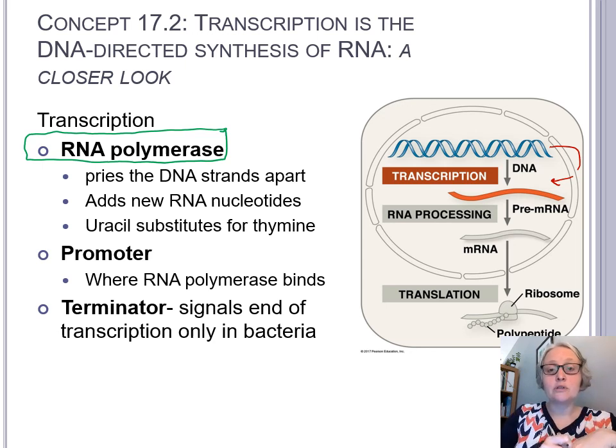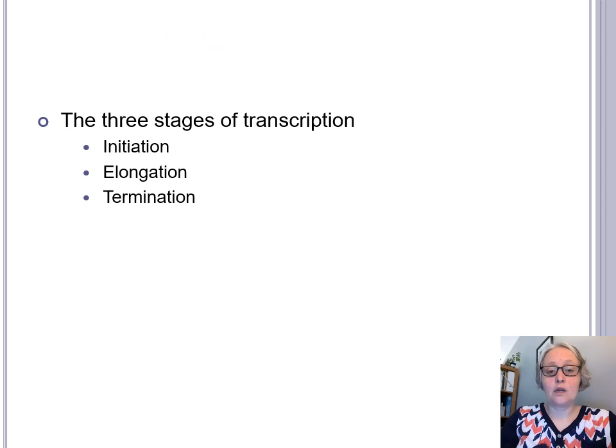In prokaryotes, there's a sequence called the terminator. This is a sequence that when the RNA polymerase hits it, it will signal the end of transcription and the entire process ends. Again, that's only in prokaryotes. So as we think about transcription, there are 3 stages: we need to initiate it, we need to elongate it, and we need to terminate it.